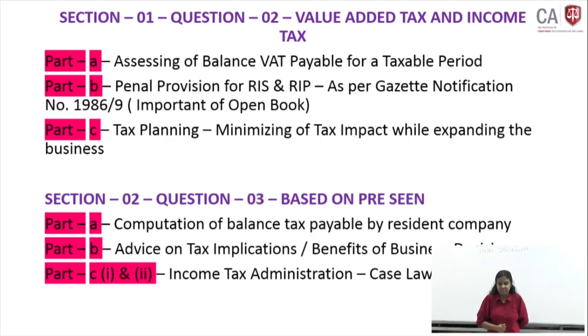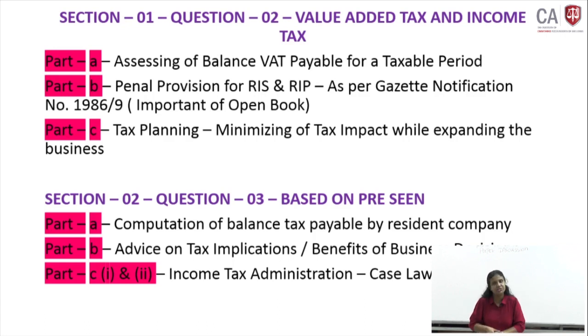In that, the 50 marks question, computation of balance tax payable by a resident company, is continuously repeated for 30 marks, with the same requirement. And part B, advice on tax implications and benefits of business decisions. When we are taking a decision, maybe business expansion, a new investment decision, or a dividend decision, what are the tax implications? You have to analyze whether it is negative or positive, and the benefits: what concessions are available, are there any exemptions, can we take the qualifying payment benefits. Likewise, you have to analyze that.